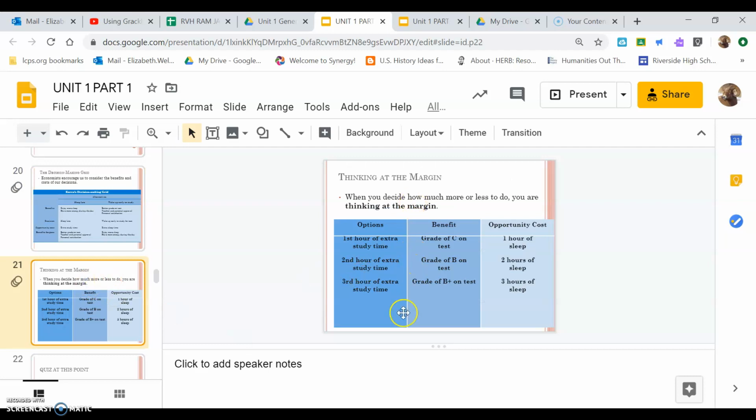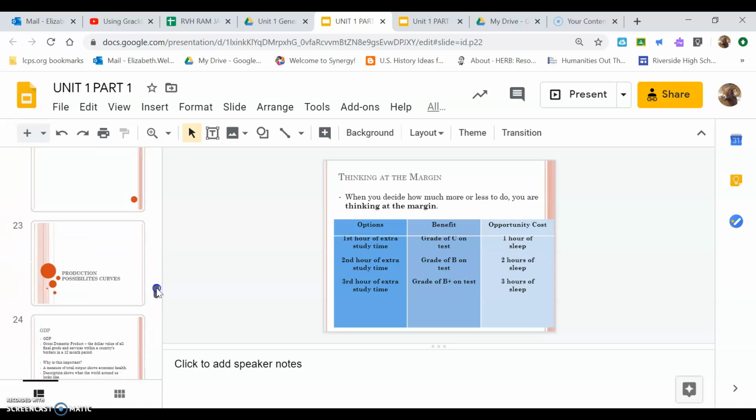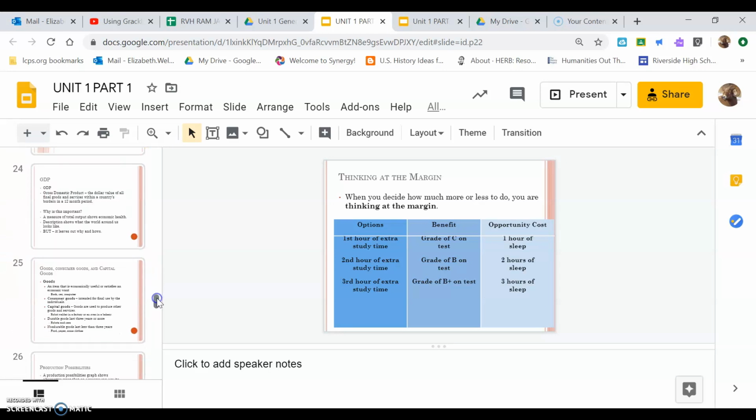And thinking on the margin, we're at the margin. So she's made a decision, now she has to figure out how much more or less she's doing. So, 1 extra hour gets her a C, 2 is a B, 3 is a B+. And what's happening here is diminishing marginal return. So, quiz.